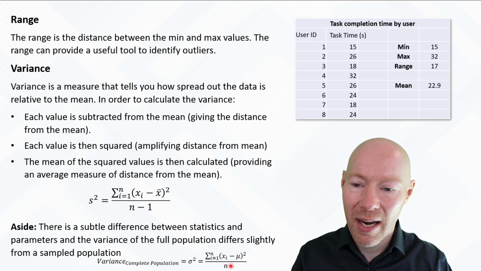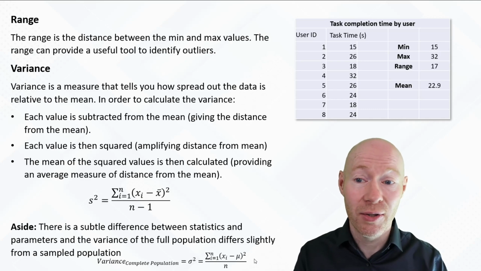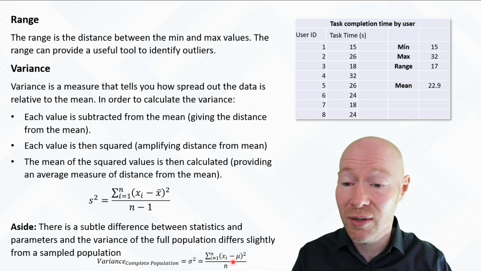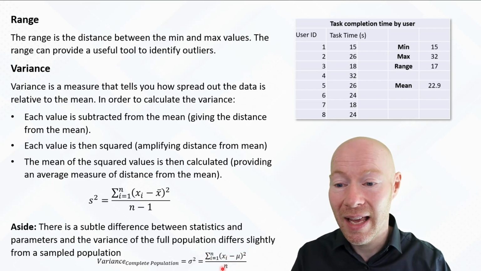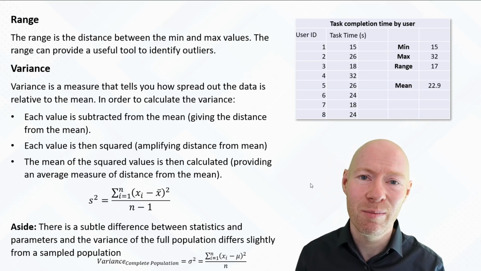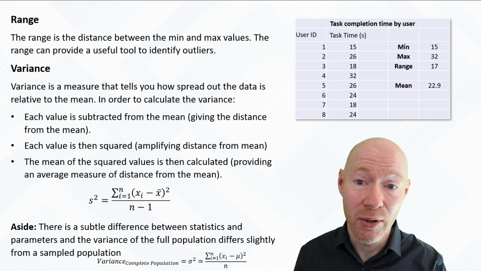And you can see down here that if we were dealing with a full population, all of the values that we have inside the population, we calculate variance just as we've described. Take each value away from the mean, square it, add them all up, and then divide by the number of values. So that's the only small gotcha in this, but beyond that, variance is quite a meaningful, straightforward measurement.